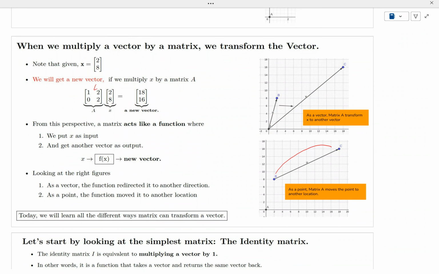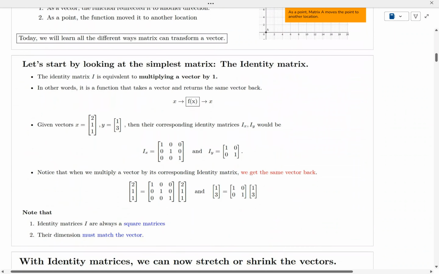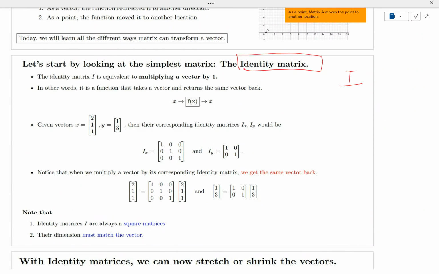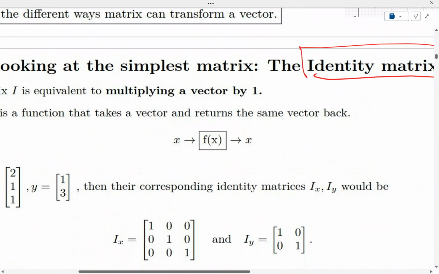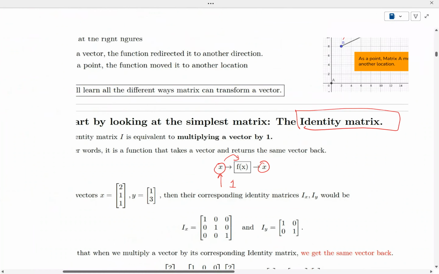So today, what we want to do is study the impact of a matrix on vectors, the various types of impacts. If we start by looking at the simplest matrix, the simplest matrix is called the identity matrix, which we write most of the time as I. The identity matrix is basically the matrix that does nothing. If you put a vector into the identity matrix, you just get the vector back. So it's equivalent to multiplying x by 1. The identity matrix is the matrix equivalent of 1, which does nothing.